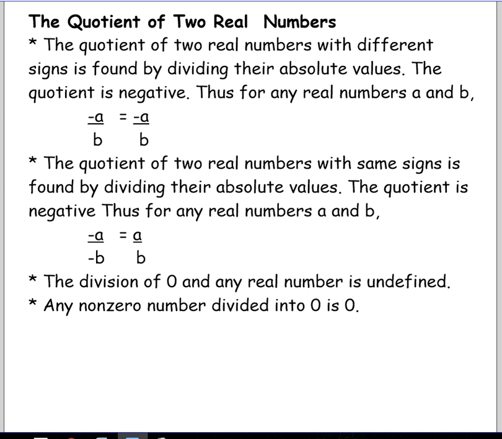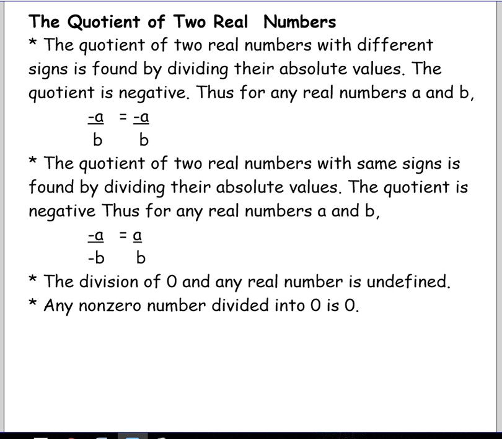So dividing, or the quotient of real numbers, pretty much follows the same thing. We're looking at the same idea for signs. The quotient of two real numbers with different signs is found by dividing their absolute values. The quotient is negative.